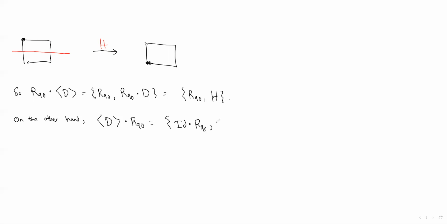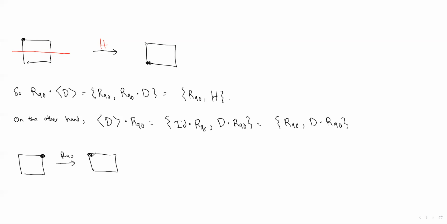So the first element's the identity, and then it's D times R90. And then the identity times anything is just that thing again. So this is R90, this is D times R90. And then I find D times R90, so I know it's a reflection. I'll follow this vertex. So under R90, it goes here. And then I purposely picked it so that it'll get fixed by the application of D, just to make my life a bit easier.